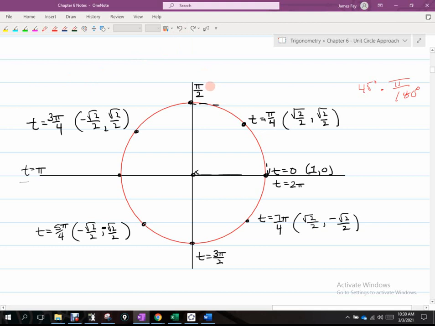What would this point here be? If t equals pi over 2, this would be 0, 1. This one here would be negative 1, 0. Okay. Is that doable? Okay.